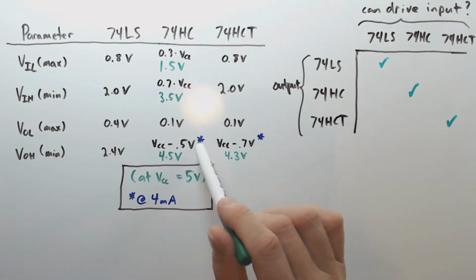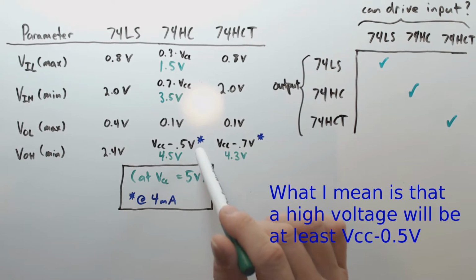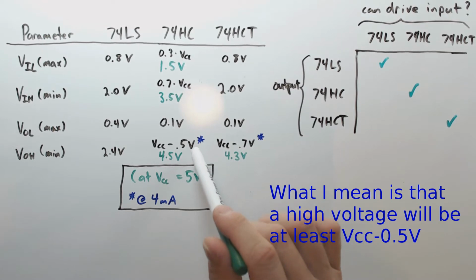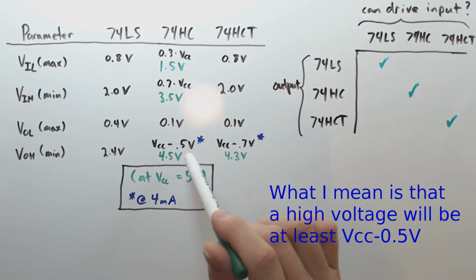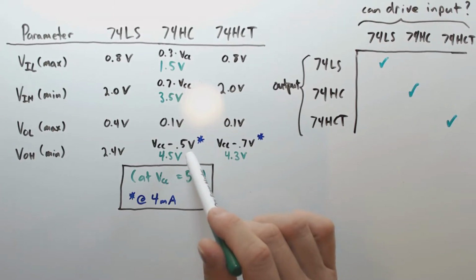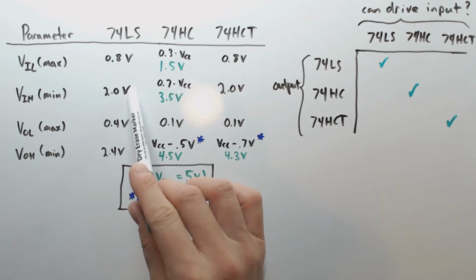So typically, it's going to be something like at least 0.5 less than the positive supply voltage. So if our positive supply voltage is 5 volts, that means that our high signals are going to be at least 4.5 volts. And of course, that is plenty high enough to drive a 74LS device as input.